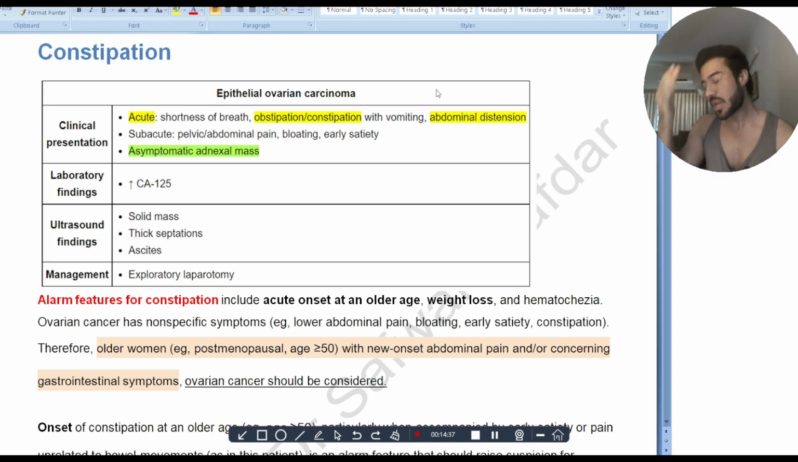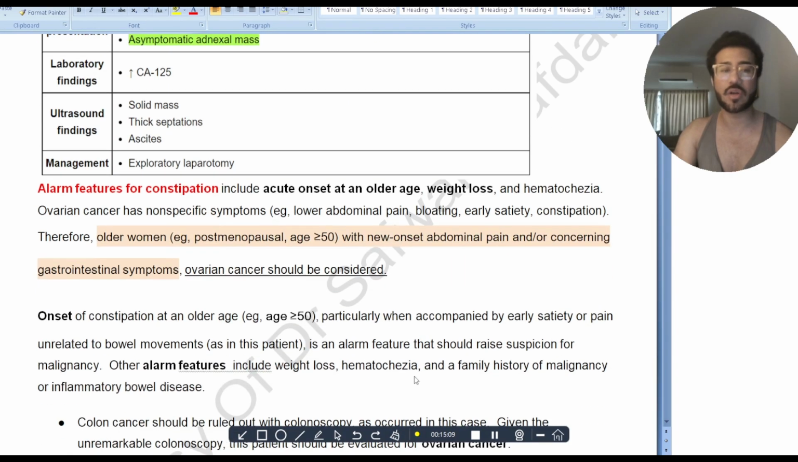So basically, if a patient has really vague symptoms, is postmenopausal, has weight loss, hematochezia, acute onset of constipation, and you do a colonoscopy that is clear, the next best step should be to visualize the ovaries and the uterus with a pelvic ultrasound. That is the main takeaway of this discussion. Ovarian cancer should be considered in a postmenopausal woman with alarm symptoms. Once you've ruled out the GI causes, you move on to the ovarian causes.